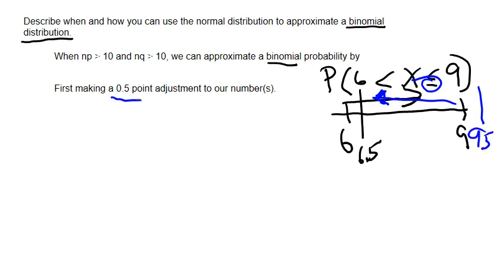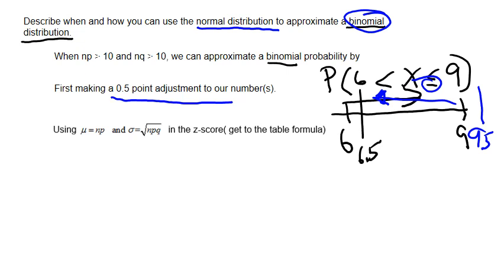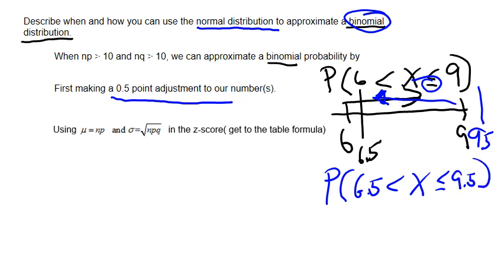That is what we mean by the half-point adjustment. This is the only time you do it, going to a normal distribution in order to approximate a binomial distribution. Next, you will get to the table once you make your adjustment. In other words, we'd have the probability of 6.5 less than x less than or equal to 9.5. I would be subtracting the mean and dividing by the standard deviation and then working with the third scenario of the table, between two numbers.